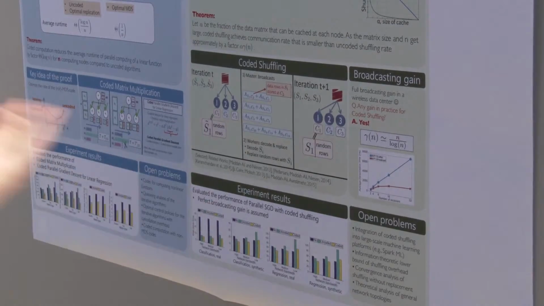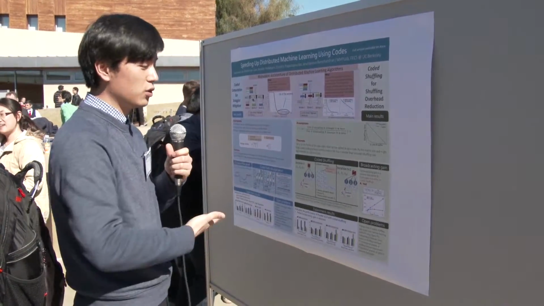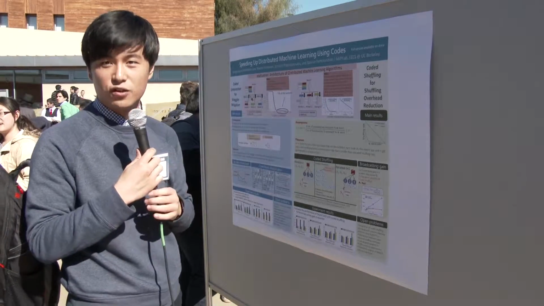Okay, so those are the 2 ideas we propose for speeding up machine learning using codes. If you want to know more about the details, you can check out the full version on arXiv.